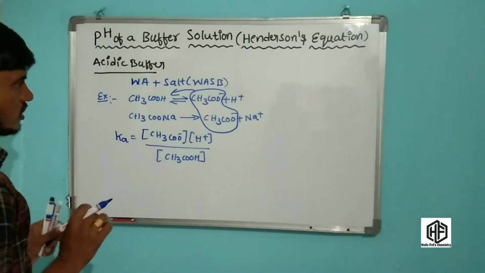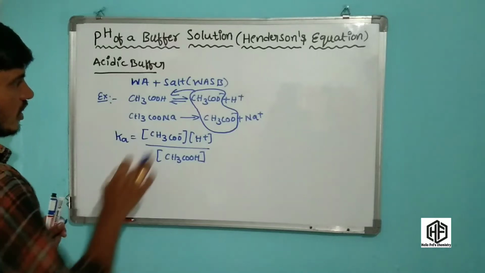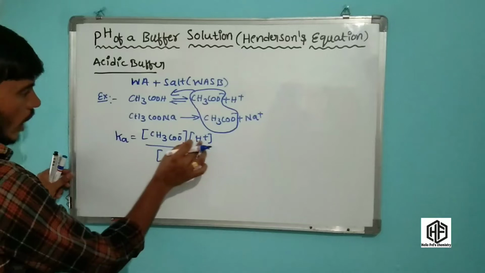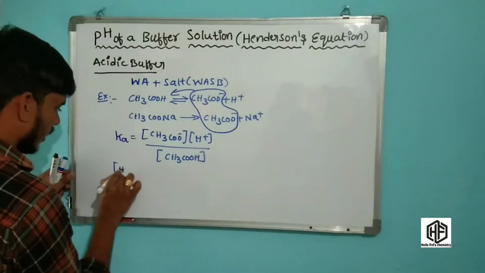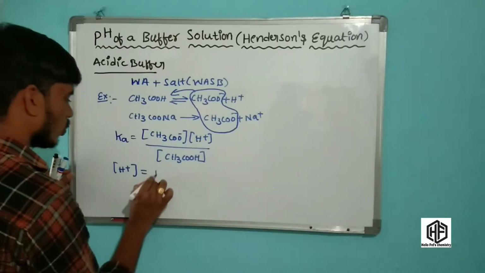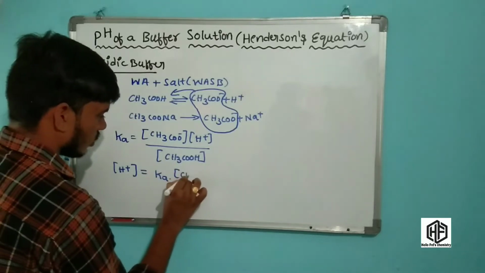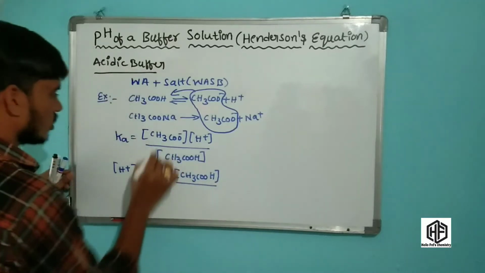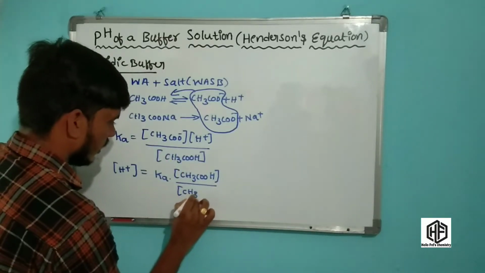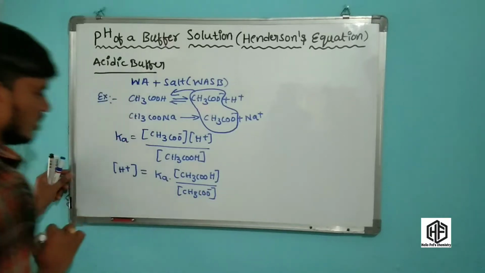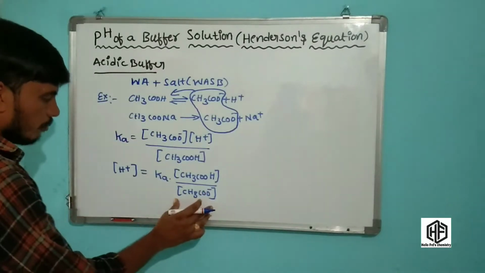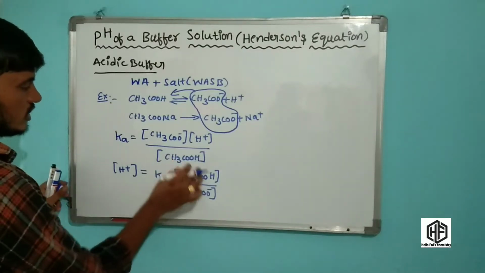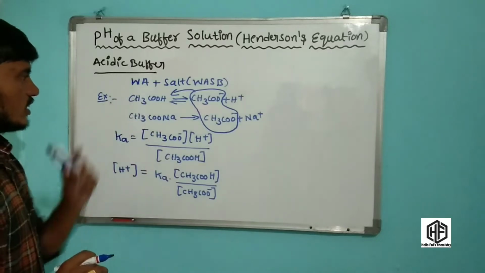Now what happens, friends? Due to the common ion effect, the backward reaction is favored in this reaction. Now you have to find the H plus in this reaction. H plus is equal to Ka into the concentration of CH3COOH divided by the concentration of CH3COO minus. Friends, this is the very important step. This CH3COOH is the concentration of acetic acid.